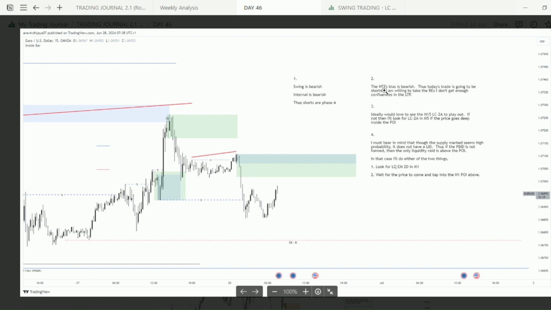I'm willing to take risk entries if I don't get enough confluences in the lower time frame. Risk entries in this POI. Ideally, I would love to see the M15 LC2A play out, but if not, then look for LC2A on M5 if the price goes deep inside the POI.